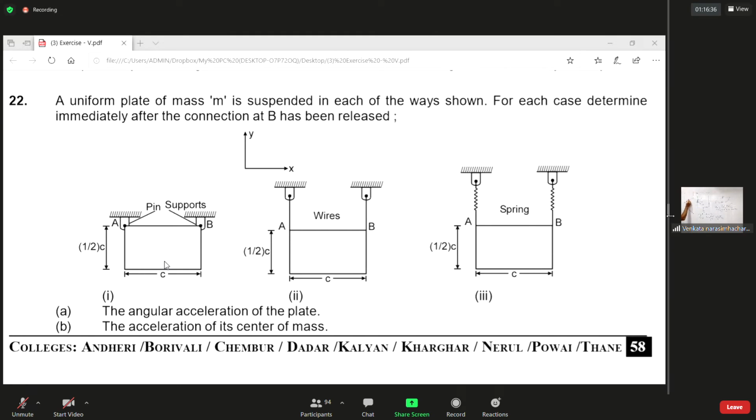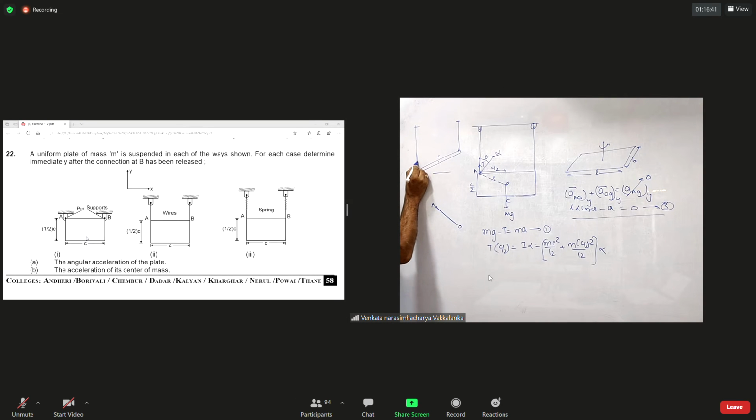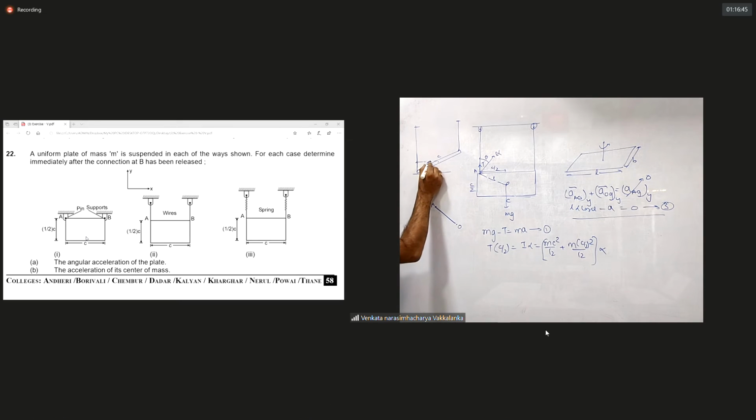Now in that problem, when I am taking torque about center of mass, extend the line of action of the force and drop a perpendicular. What is the perpendicular distance? L/2 cos theta. Yes sir. See how much of a confusion you are creating for yourself.